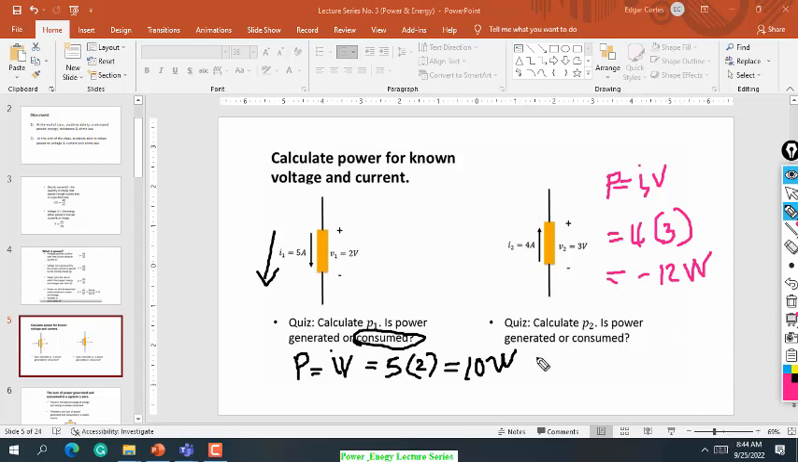The question is, is this generated or consumed? This is generated, because the power is negative. So I guess you understand how to compute power in a simple circuit. Okay, let's move on.